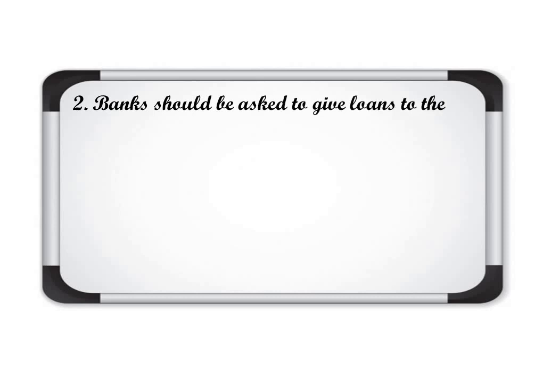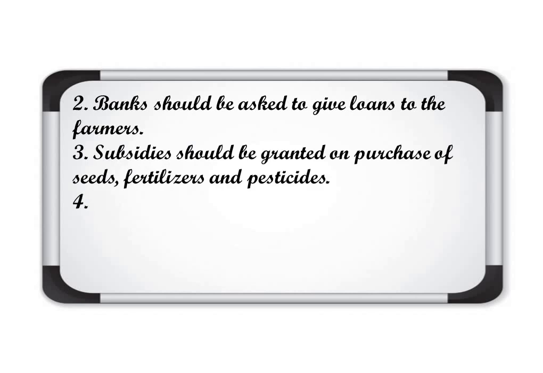Next, what should the government do? Banks should be asked to give loans to the farmers. Government should start different schemes, and government should ask the government banks to give loans to the farmers. The next thing, subsidies should be granted on the purchase of seeds, fertilizers and pesticides.